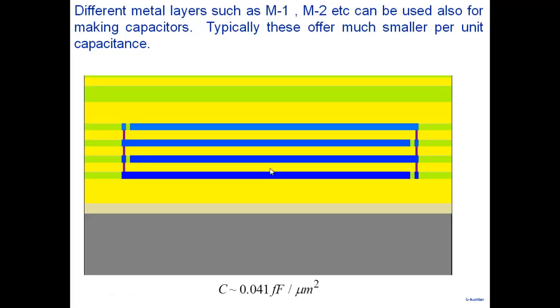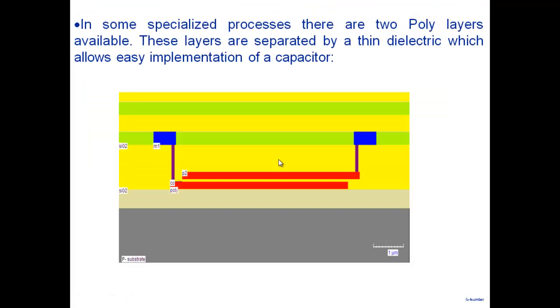It's fairly thick, which means that the capacitance per unit area is small. Note that it is 0.041 femtofarad per micron square. So if you want to construct a capacitor, it will end up taking a lot more area. So that's the problem. Capacitors are again a little bit difficult, and therefore in some of the processes, what the manufacturers do is, normal processes have one poly layer. What they do is they give you another poly layer. So there are processes, you have to go and look for those technologies.